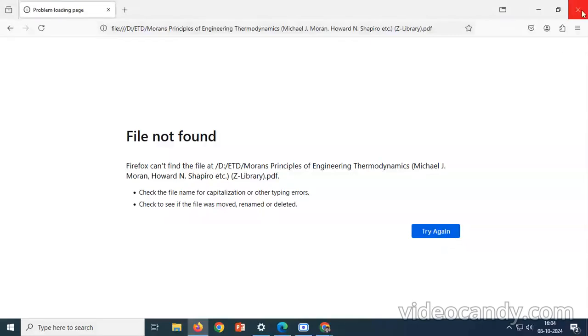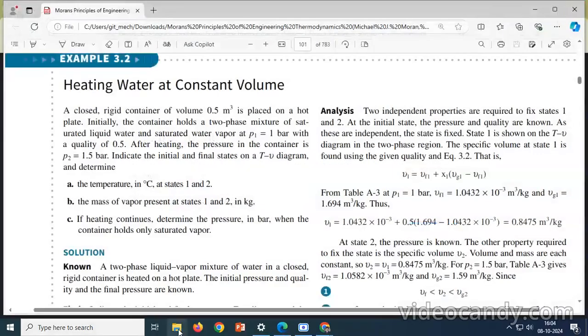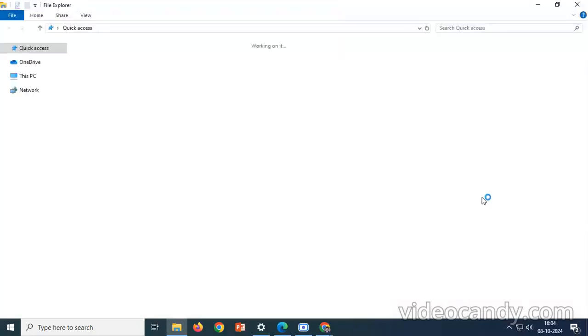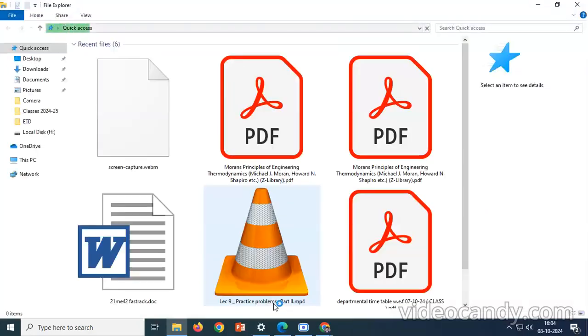Okay, once again I'll open here. From that table at 1 bar pressure, with quality of the steam 0.5, at that atmospheric pressure, they have found 1.0432 into 10 raised to something.